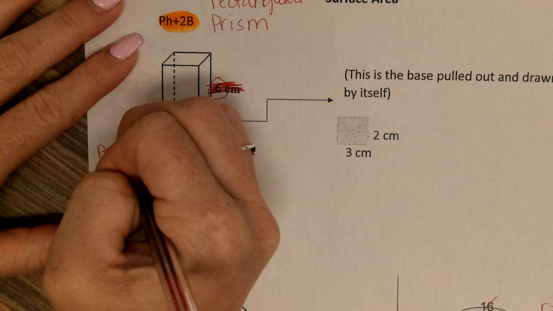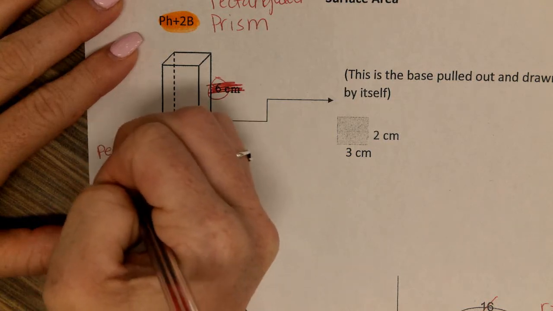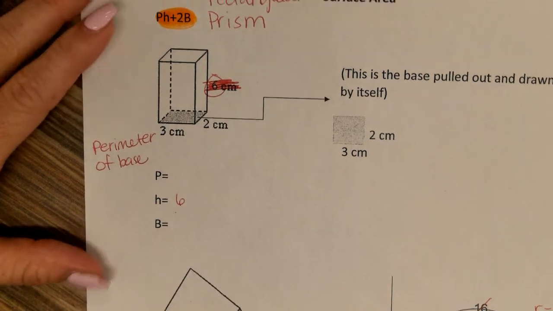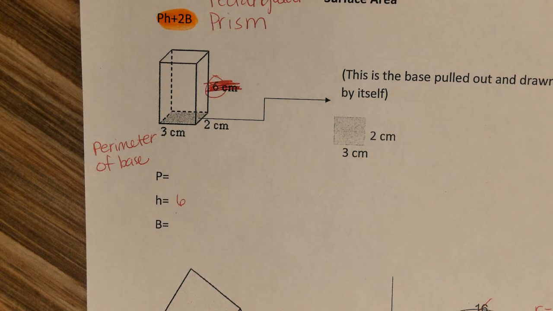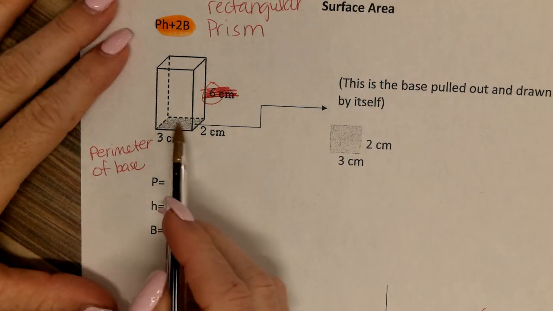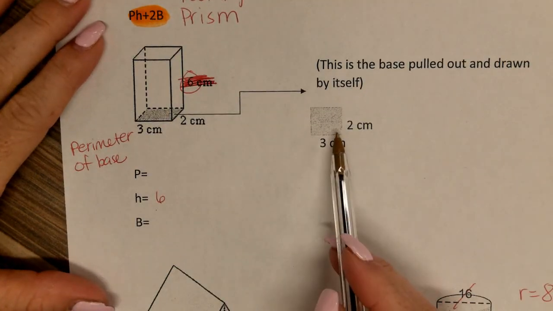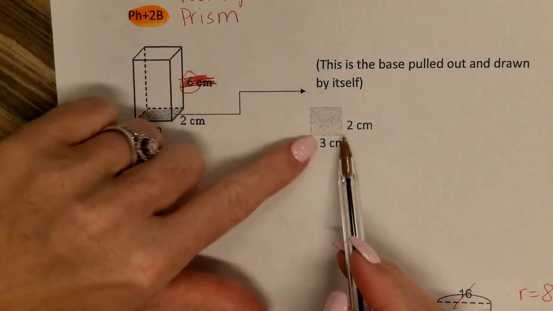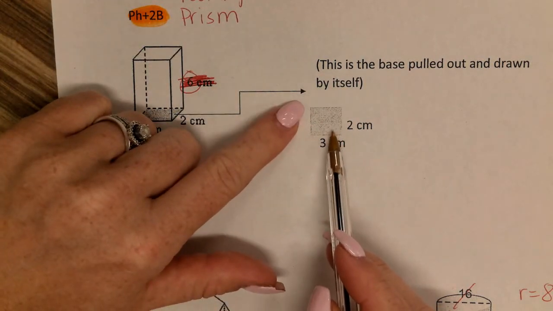Perimeter. If you need to write that down, write it down. Perimeter of the base only. So this is now a second grade question because second graders find perimeter of rectangles. So if I was to see this base down here, if I was to draw it by itself, it would look like this. And y'all remember this in second and third grade when you were learning to add?